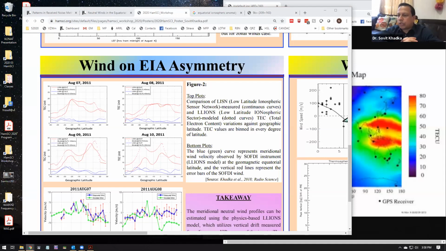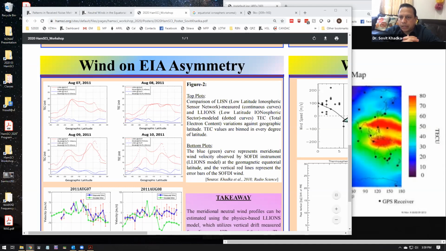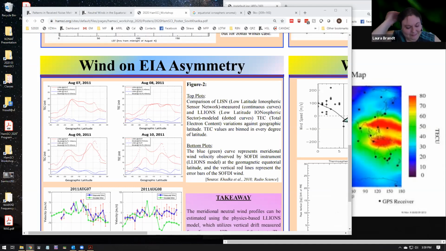thermospheric neutral wind values, meridional wind values, and that is almost comparable with the wind directly measured by SOFDI. So this is published material. Figure 2 is published material. It's about 1 minute. For the asymmetry structure of the EIA also, the wind plays an important role.